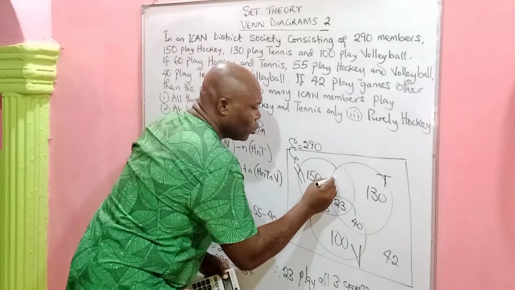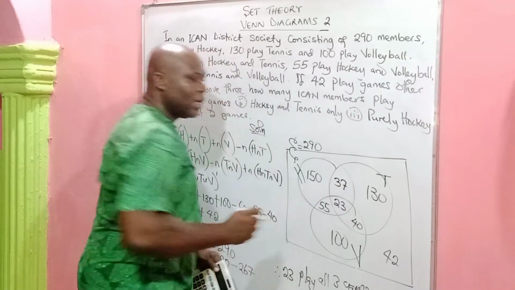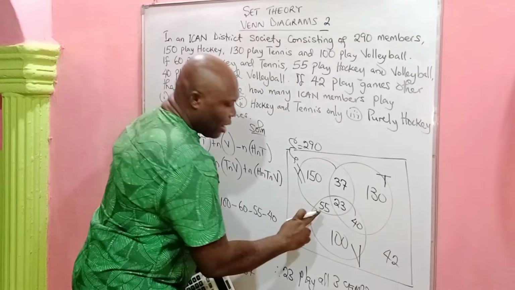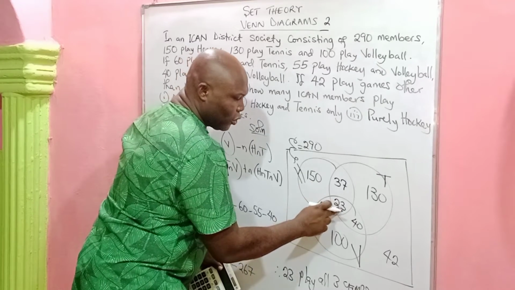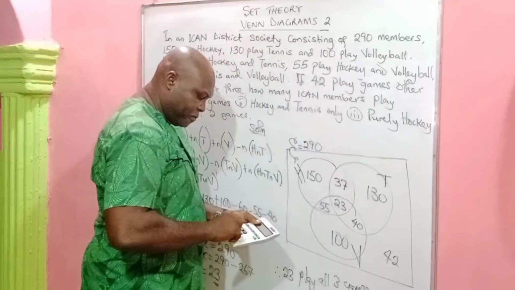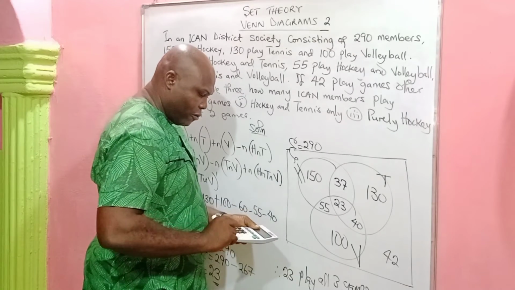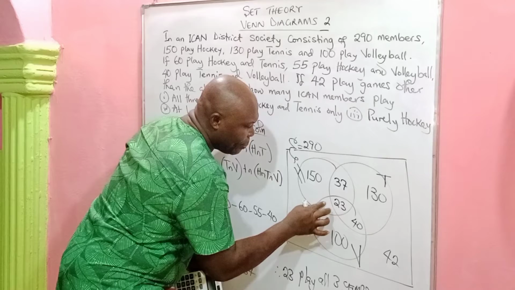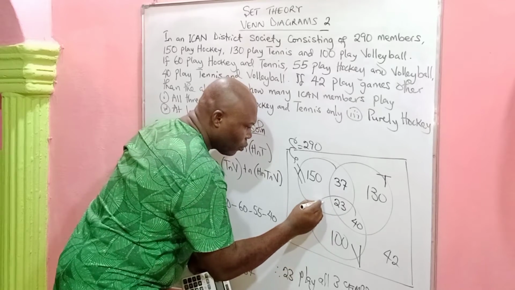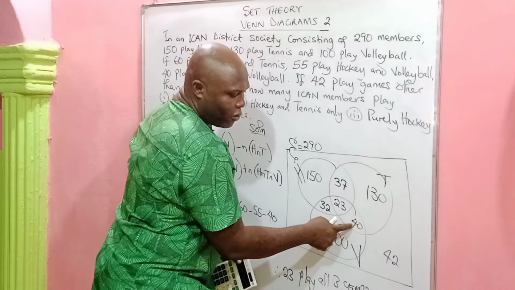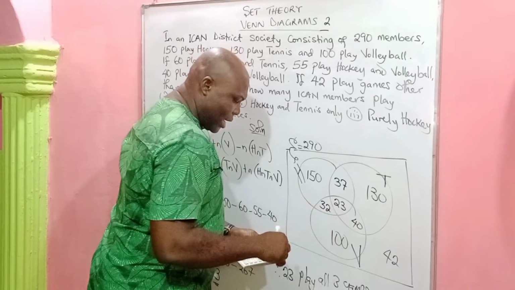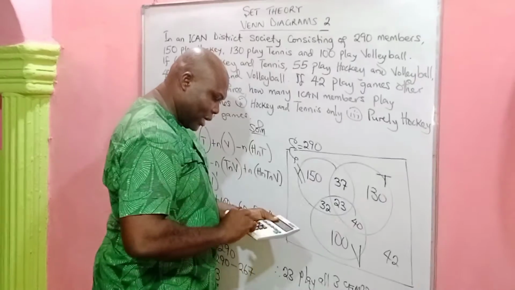That's what it means. Now watch. For us to know what is supposed to be here purely, it is 55 minus 23. So 55 minus 23 will give us 32. So here will be purely 32. And then if you want to know what is here, purely, it is 40 minus 23. That will be 17. So here will be 17.